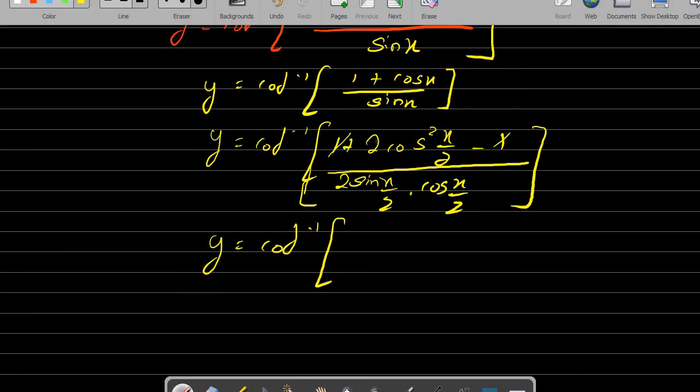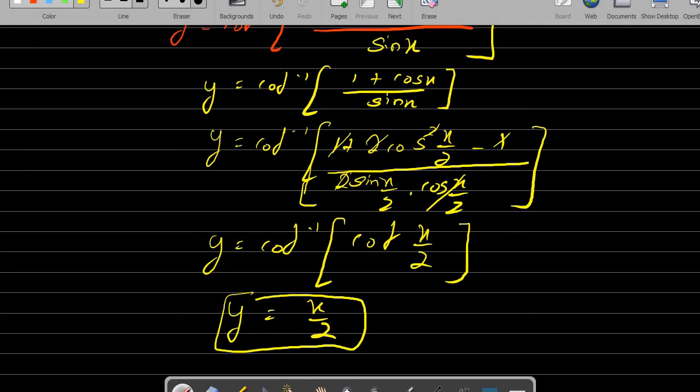If you have already practiced such questions, then this would be a cakewalk for you. Cancelled, 2 cancelled. Now what we are left with? Cos square x upon this. So it's just basic substitution, right? So you would be left with, when cos square would get cancelled, 1 would cancel by this, and now we are left with cot x by 2, and you know that this lies in the principal value branch of cot. It's x by 2, so this would directly be x by 2. So y is equal to x by 2.